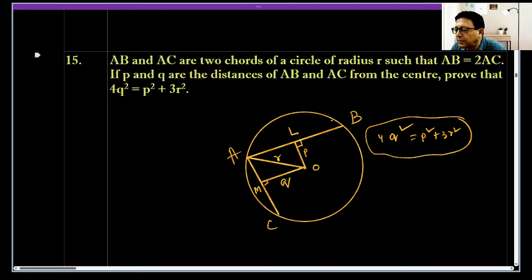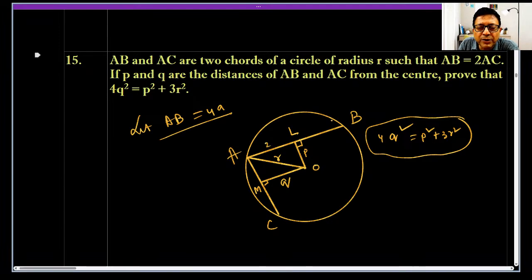You have drawn the perpendicular, isn't it? It is given that the length of one chord is double the other. So let us take the length of this chord AB. Let AB equal 4A. Then the perpendicular from the center will divide it, so it will be 2A. And when you assume AC is equal to 2A, this part is A. Isn't it?